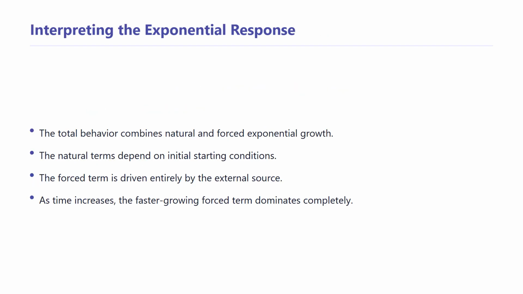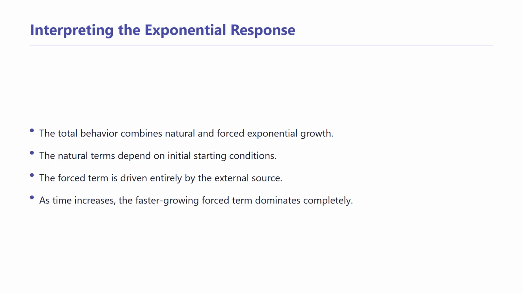So we have successfully solved the equation, but what does this final answer actually mean physically? The equation tells us that the system's total behavior is a combination of its natural exponential growth and the specific exponential growth forced upon it by the external source. The natural terms, with the arbitrary constants, depend on how the system was initially started.